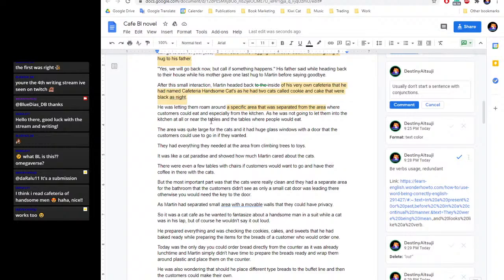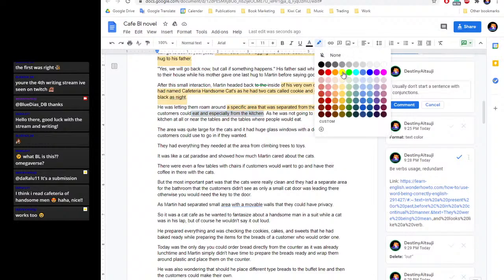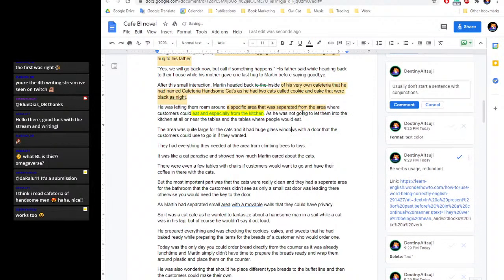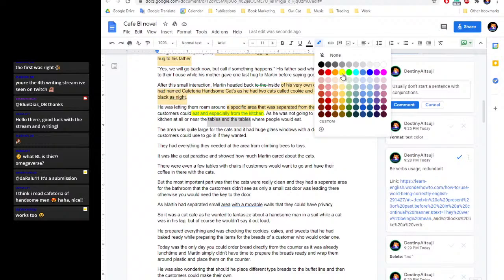Okay, this is just going to be highlighted. I don't know what's going on. "As he was not going to let them into the kitchen at all or near the tables where people would eat." Tables and tables and tables. You know the drill.